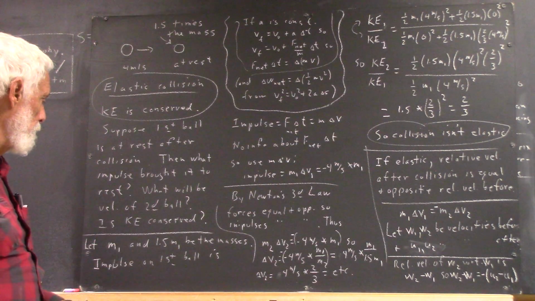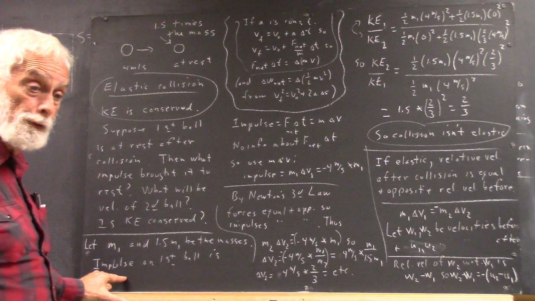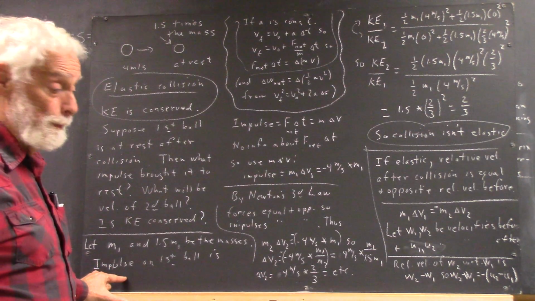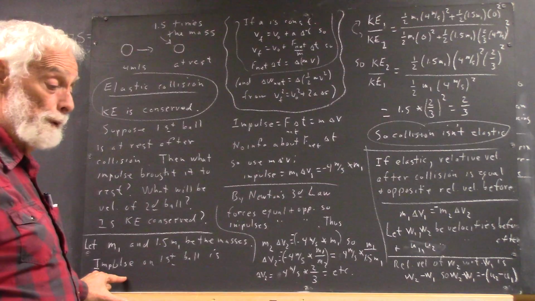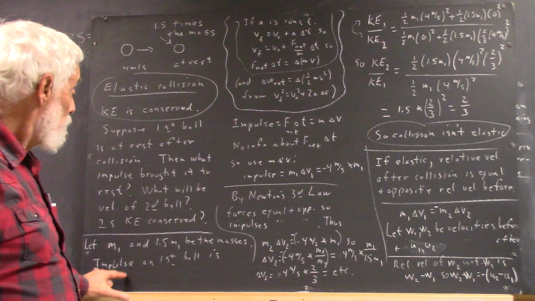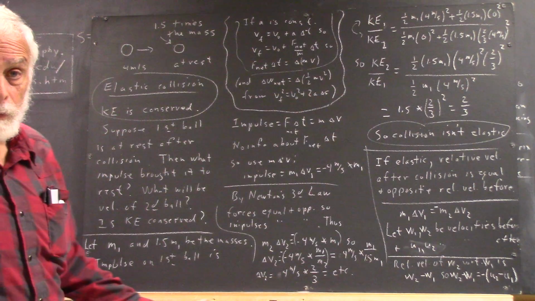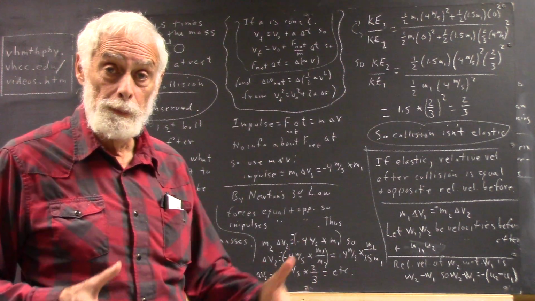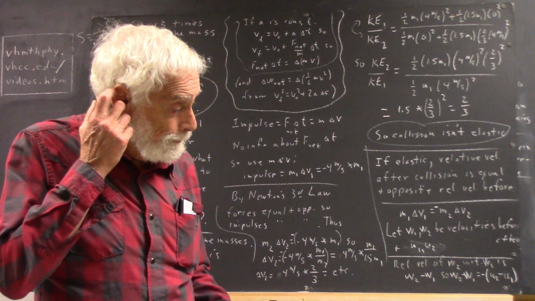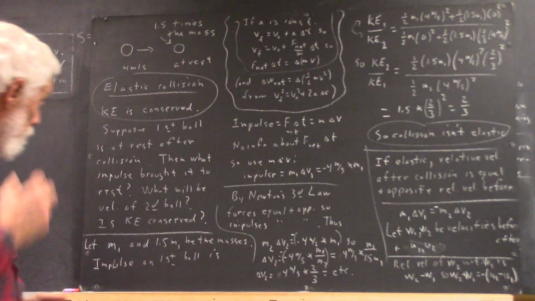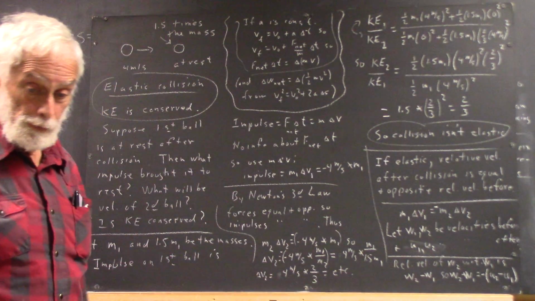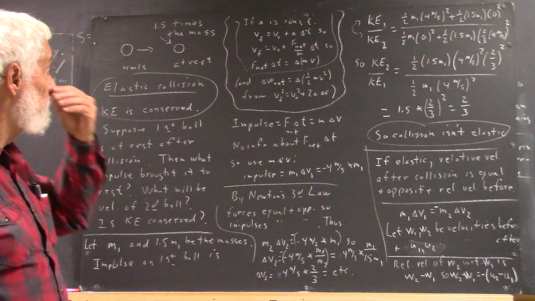Okay, anyhow, let these be the masses, then what's the impulse on the first ball? Well, people were kind of hesitant here. We've only been talking about this for a week. The impulse momentum theorem says impulse is equal to change in momentum. So all we have to do is find the change in the momentum of the first ball, and that's going to equal the impulse.